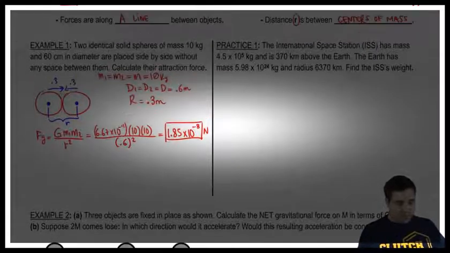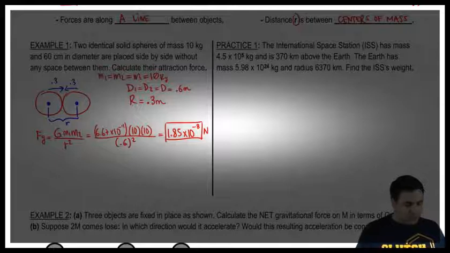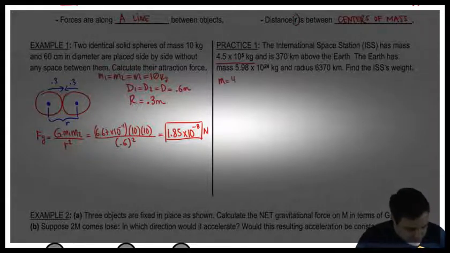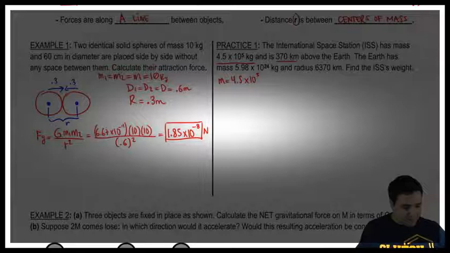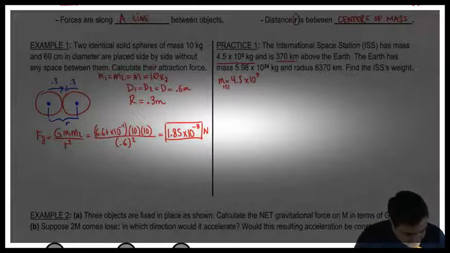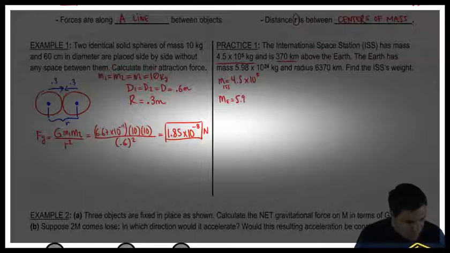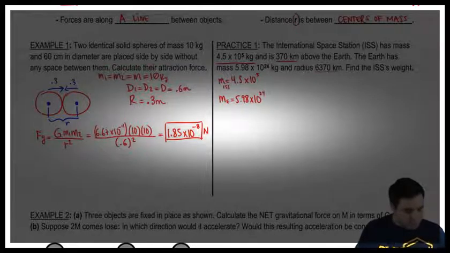Okay, I'm going to jump right into it. The International Space Station, ISS, has a mass of this much. So let's write this now. M is 4.5 times 10 to the 5th. And it is at this height above the Earth. And then I give you the mass of the Earth. So this is the mass of the ISS. The mass of the Earth is 5.98 times 10 to the 24th. And it has a radius of roughly this much.